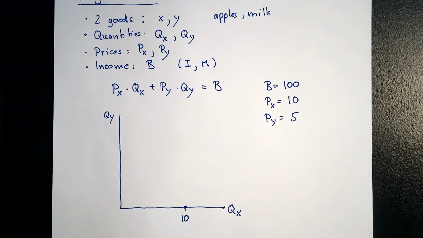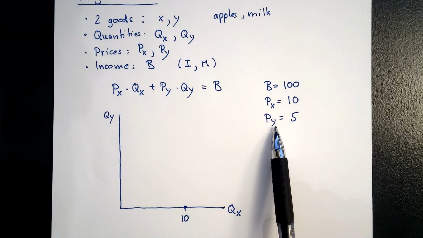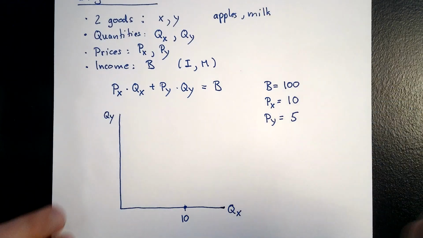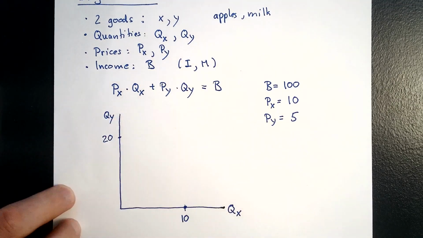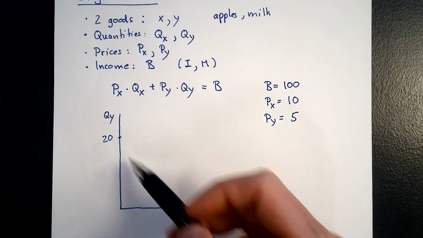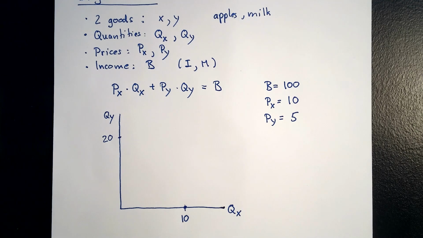Now, if I spend all my money on Y, then Y costs $5. I have $100, so the maximum amount of units I can purchase of Y is equal to 20. So now the question is, how does the budget constraint connect those points?